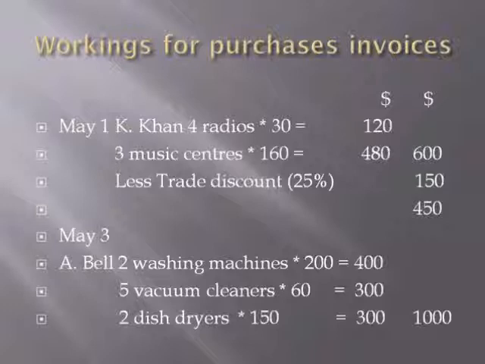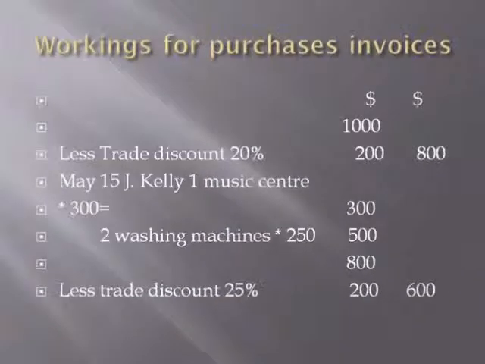May 3, 2 washing machines at $200 each. You multiply 2 by 200, gives you 400. 5 by 60 gives you 300, and 2 by 150 gives you 300. You add up all of them, you get $1,000. When you have 1,000, you then find your 20% trade discount. You find 20% of the 1,000, which is 200. And you take away the 200 from the 1,000, gives you 800. This $800 will be placed in your purchases journal.